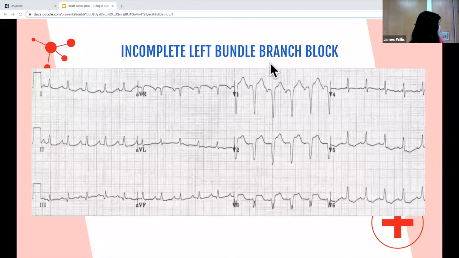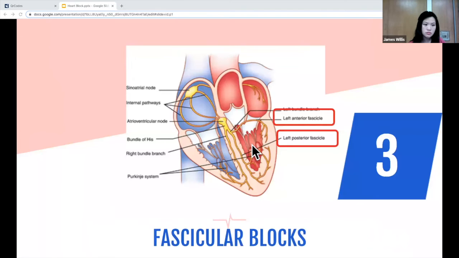See? And again, same, because you knocked out the right bundle, you're going more left. Your laterals are more negative. Your precordials are more positive, and then you have the widening. Got it? Yes? Too fast? Good. So next we're going to go to the fascicular blocks.